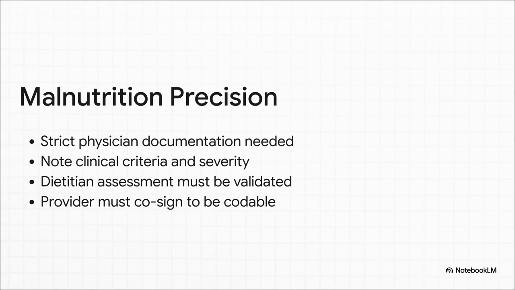And it's a very similar story for malnutrition precision. To capture that highly impactful MCC for severe malnutrition, we need strict physician documentation. This often involves clinical criteria like the ASPEN/AND guidelines, severity grading, and crucially, clinical validation. While a dietitian might assess the patient and provide a severity grade based on specific criteria, that assessment absolutely must be clinically validated and co-signed by the provider to be fully codable. The entire clinical picture just has to perfectly align.